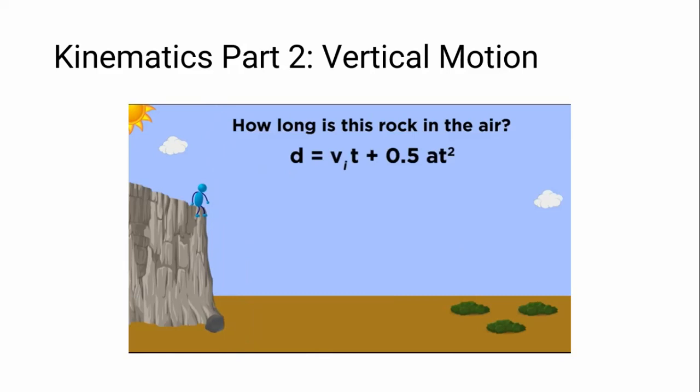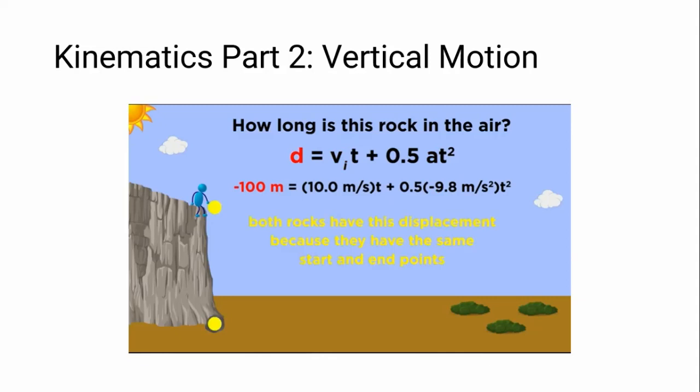Well, let's do the same calculation that we did before. The only difference here is that instead of an initial velocity of 0, we have an initial velocity of 10 meters per second in the positive direction, or upwards, and the usual acceleration, which again will be downwards and therefore negative. We plug in negative 100 meters for the displacement, remembering that even though the distance this rock will travel is greater than the other one, both rocks start and end in the same place. Then we plug in the other numbers.